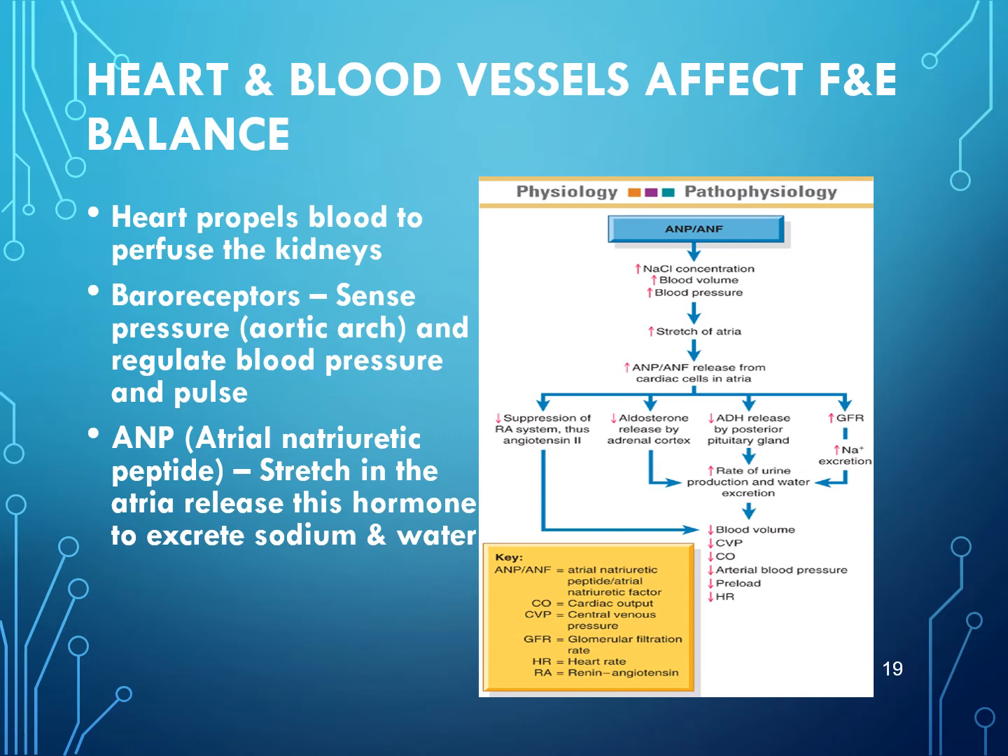So the heart propels blood to perfuse the kidneys. Baroreceptors sense pressure in that aortic arch and regulate blood pressure and the pulse. The ANP, atrial natriuretic peptide, can pick up on a stretch in the atria, and it releases this hormone to excrete sodium and water. So this hormone acts as the opposite of antidiuretic hormone and aldosterone to decrease blood volume that is too high. So this is going to aid in fluid volume excess.